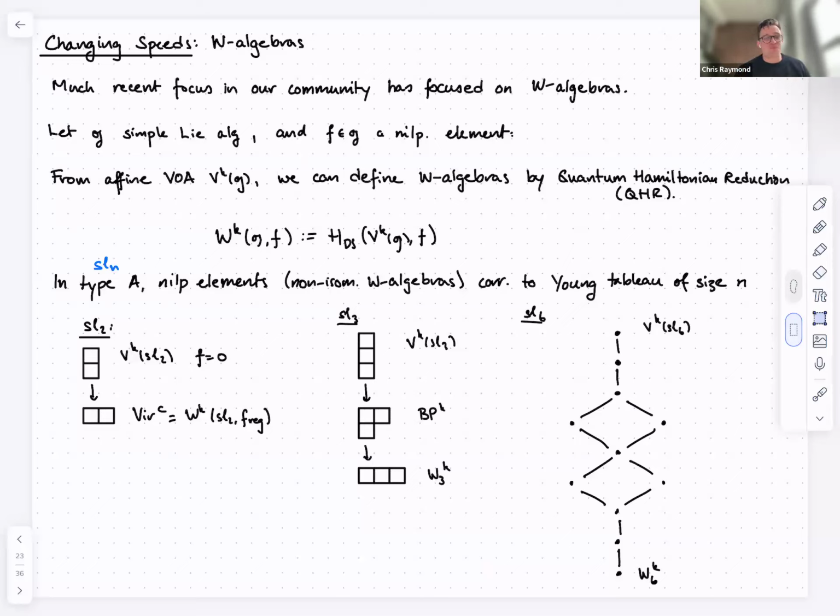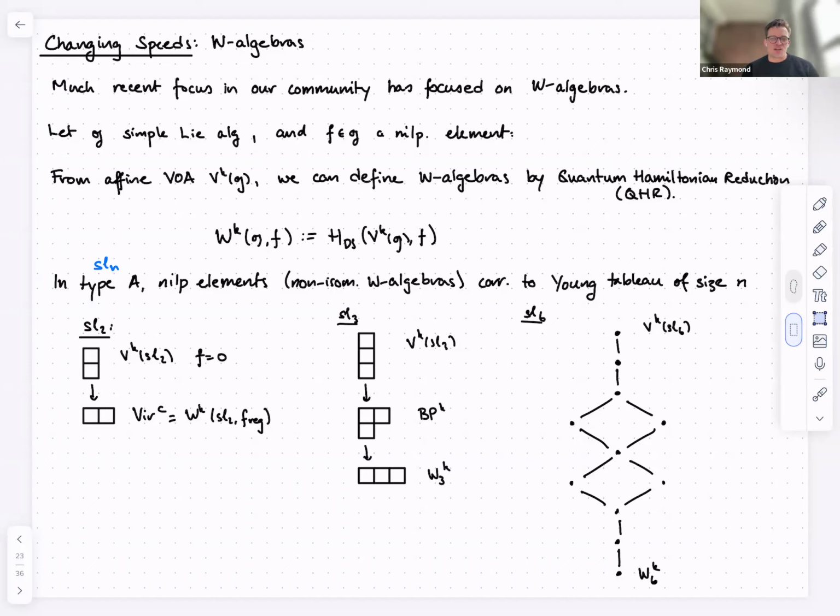So at the top, again, I have my affine. At the bottom, I have my regular W algebra, which physicists would call W6, for example. And inside, I have this whole stack of W algebras of various kinds, all non-isomorphic to each other. And in principle, between some of these W algebras, it's possible for me to partially reduce. What do I mean by that?